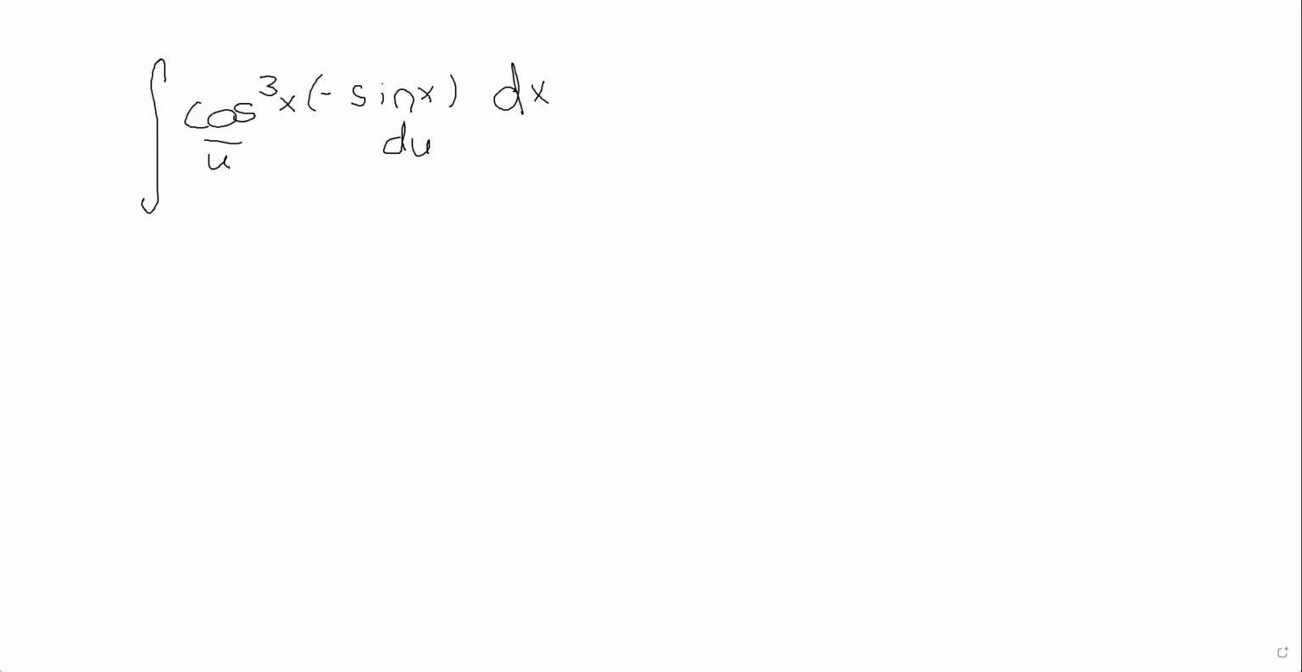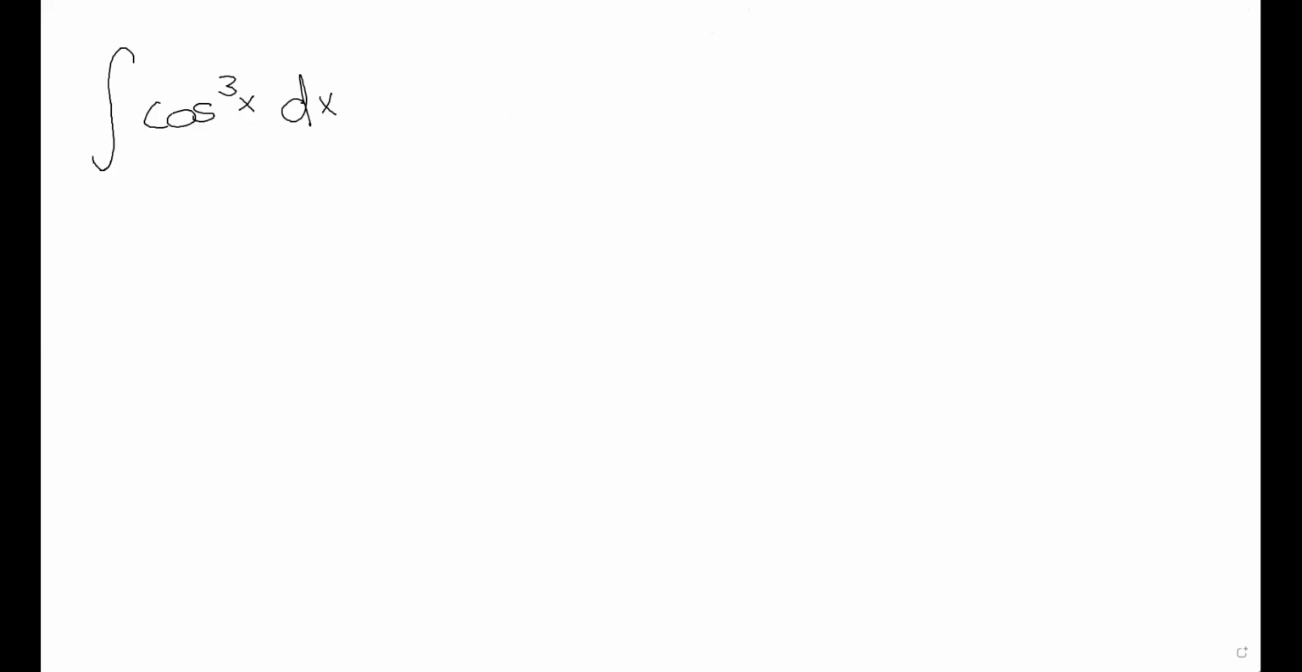But unfortunately, we don't have a sine to help us with the u sub process. So we have to do something else. U sub won't really help us, at least not at this point. Do you have any ideas on what we can do for this? We could try to rewrite cosine cubed of x as cosine x times cosine x times cosine x. That's a great place to start.